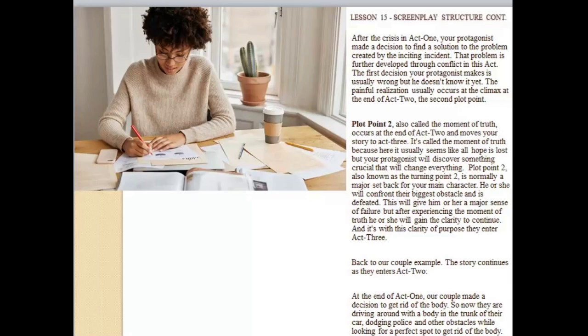Plot point 2, also known as the turning point, is normally a major setback for your main character. He or she will confront their biggest obstacle and is defeated. This will give him or her a major sense of failure, but after experiencing the moment of truth, he or she will gain the clarity to continue, and it's with this clarity of purpose they enter Act 3.